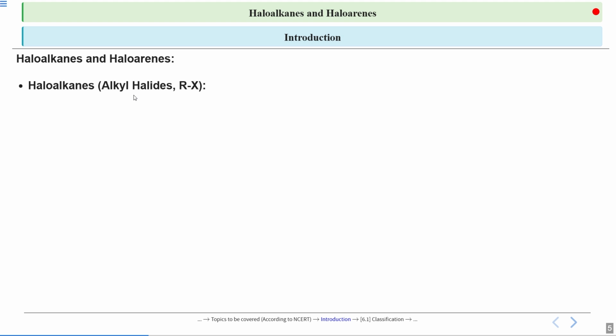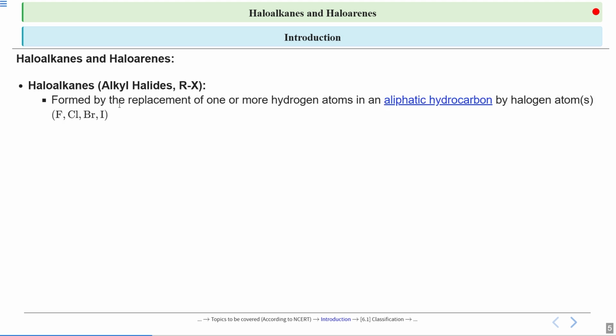So you can also call them alkyl halides. Halides again refers to the halogens, and the representation is R-X. R represents an alkyl group, either methyl or ethyl, and X represents a halogen bonding with the alkyl carbon. So haloalkanes are formed by the replacement of one or more hydrogen atoms in an aliphatic hydrocarbon by halogen atoms. So how do we get haloalkanes?